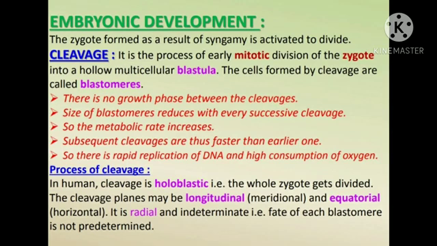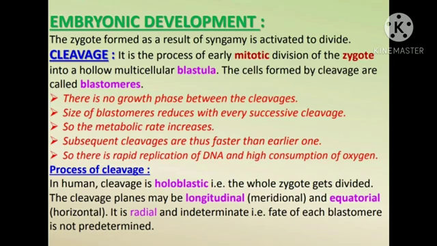Under cleavage, it is the process of early mitotic division of the zygote into a hollow multicellular blastula. What do you mean by cleavage? It is the early mitotic division of the zygote in which the zygote will multiply into a hollow multicellular blastula. It does not involve the growth of the daughter cells. The cells formed by cleavage are called what? Blastomeres.